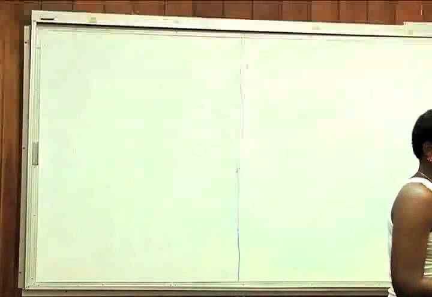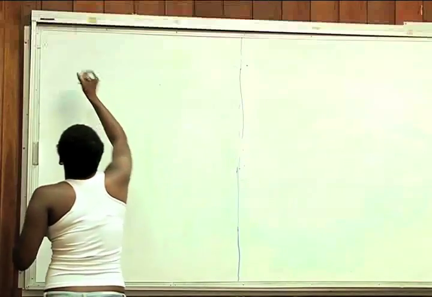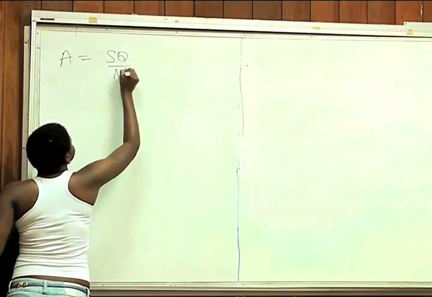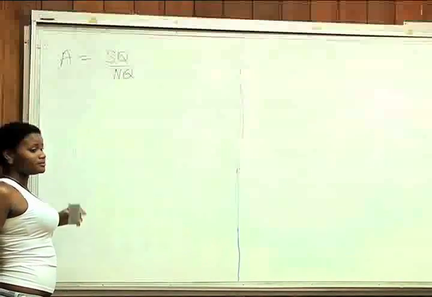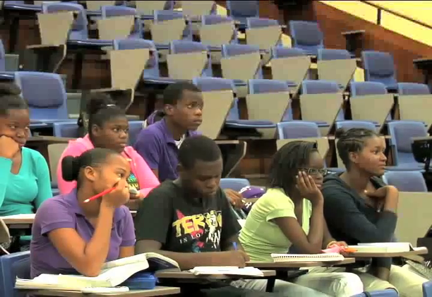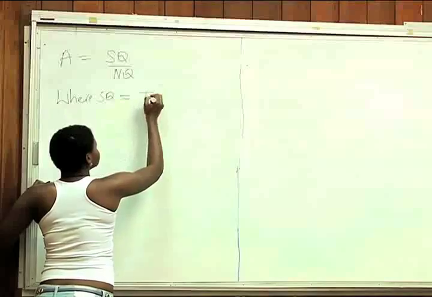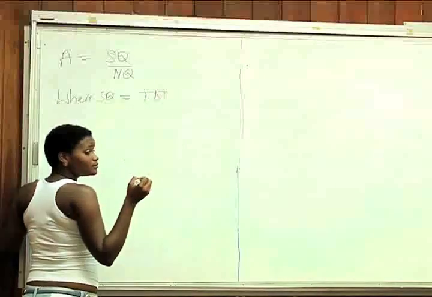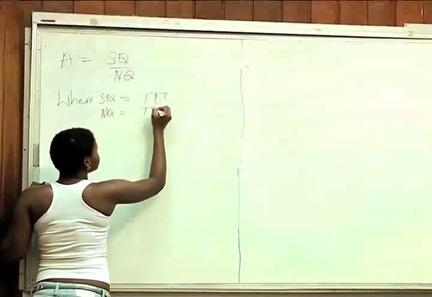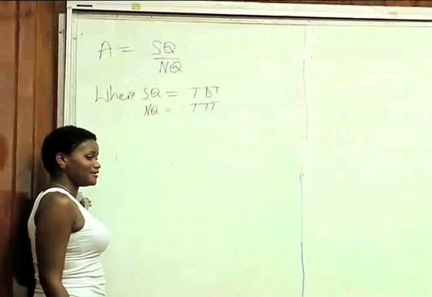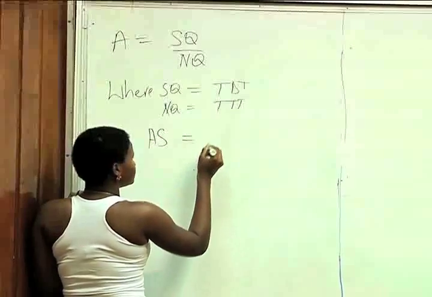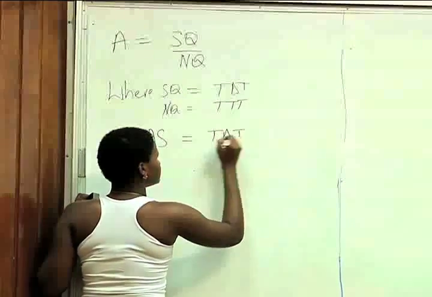What's the formula for average speed? Average speed, AS, equals total distance traveled, TDT, and TTT equals total time taken. So therefore, average speed AS equals TDT over TTT.